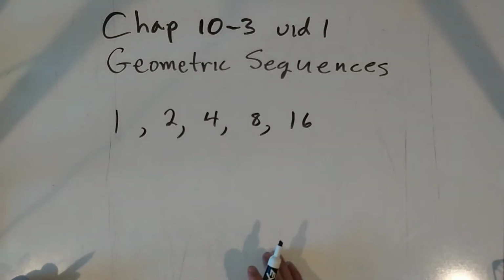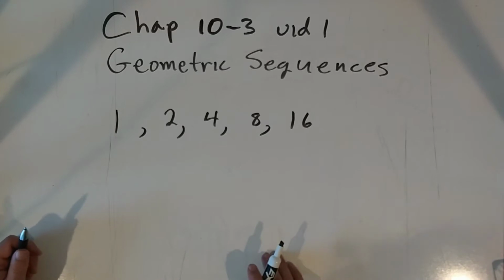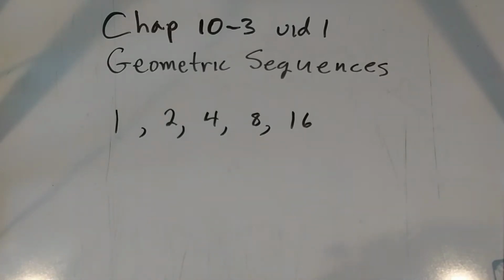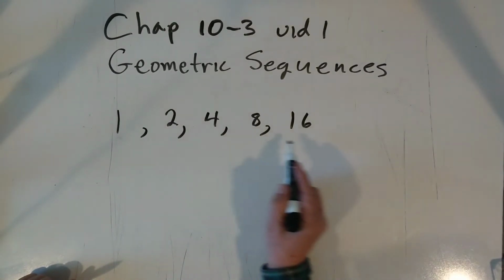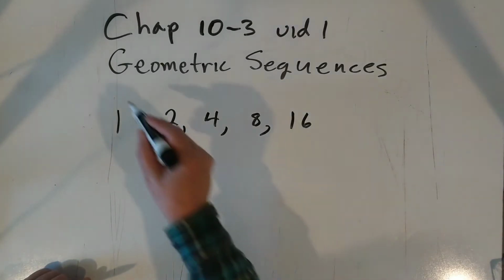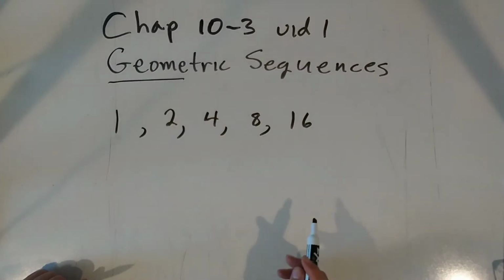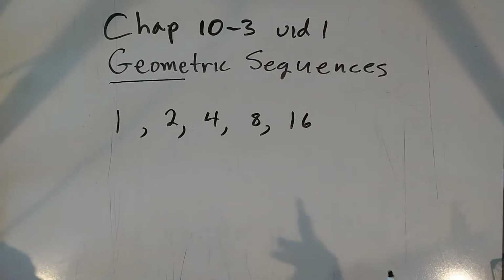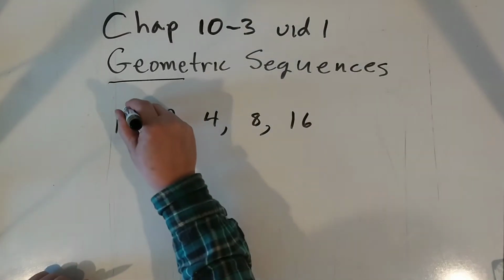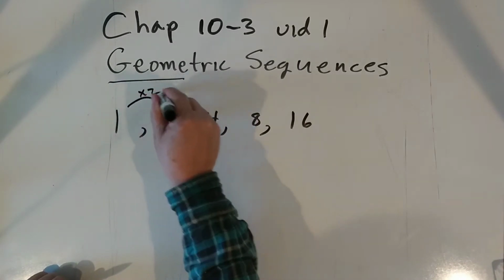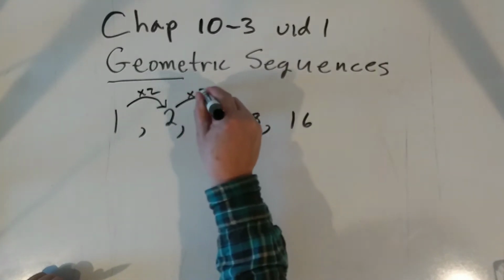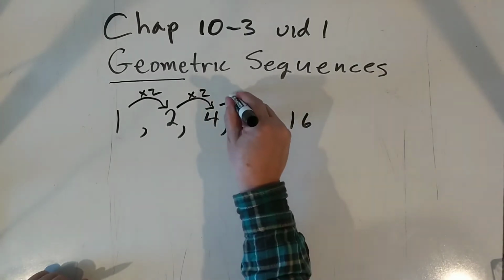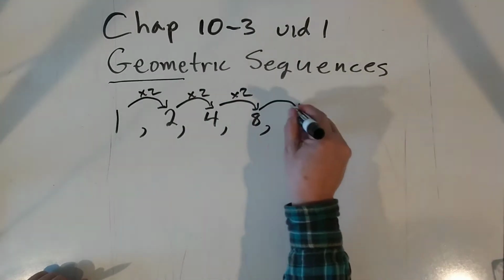We are now going to begin lesson 3 in chapter 10. This is video 1, and we will be looking at geometric sequences. Again, notice we have a sequence of numbers, but since we're looking at geometric, remember, now we're looking at multiplying instead of adding. So let's see, here we are timesing by 2, timesing by 2, timesing by 2, timesing by 2.